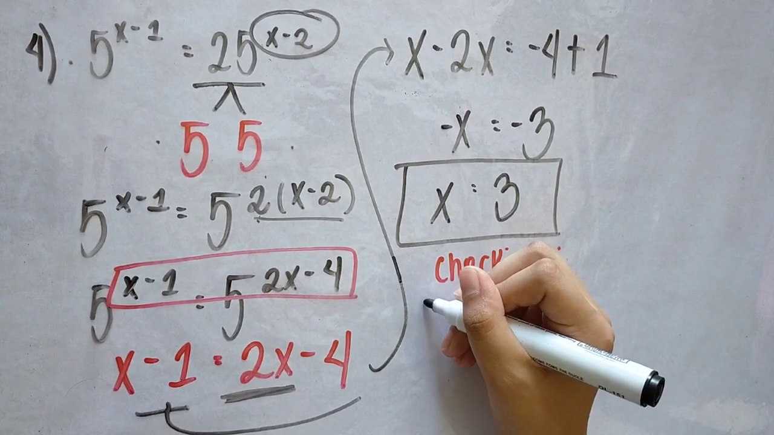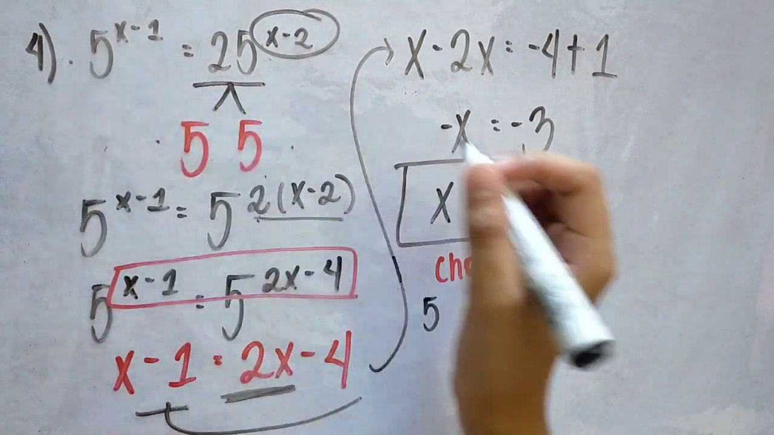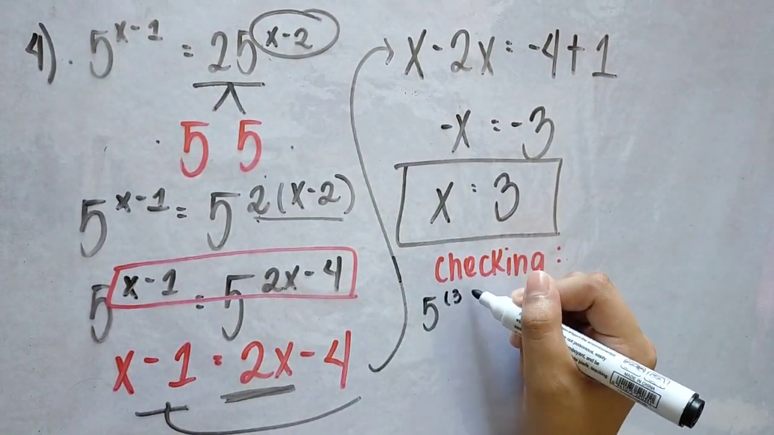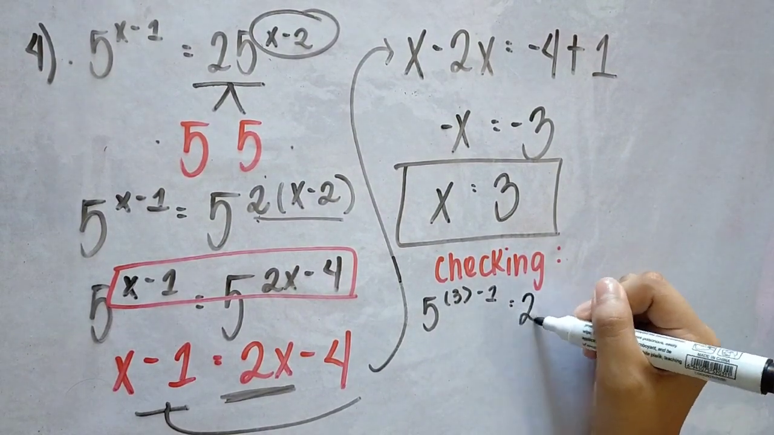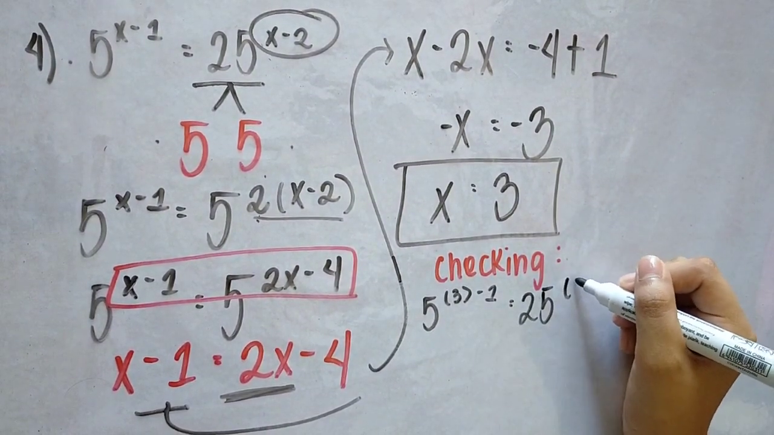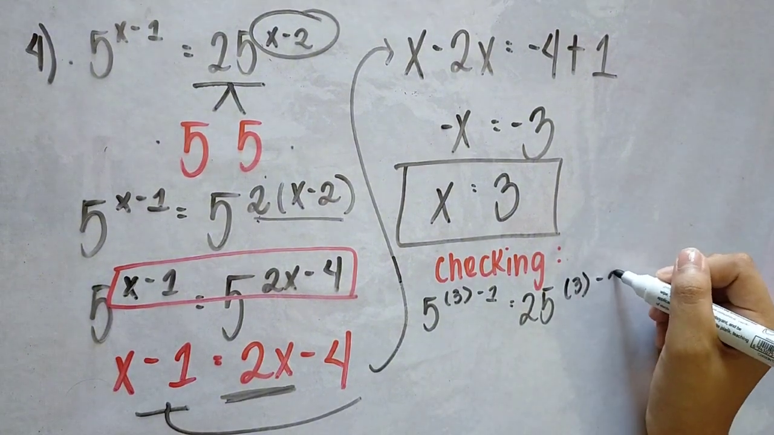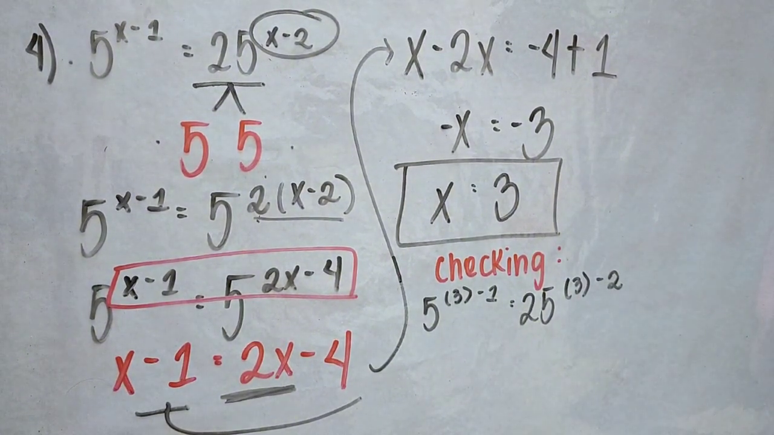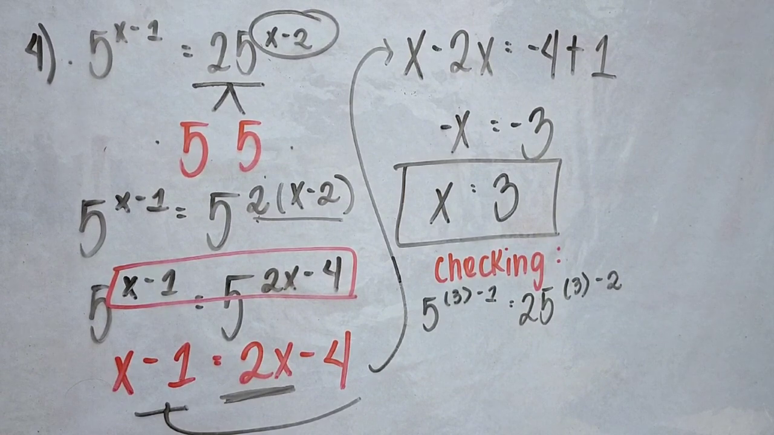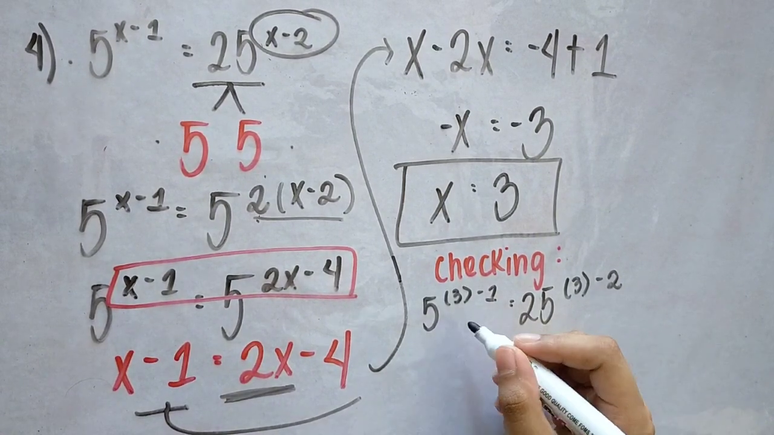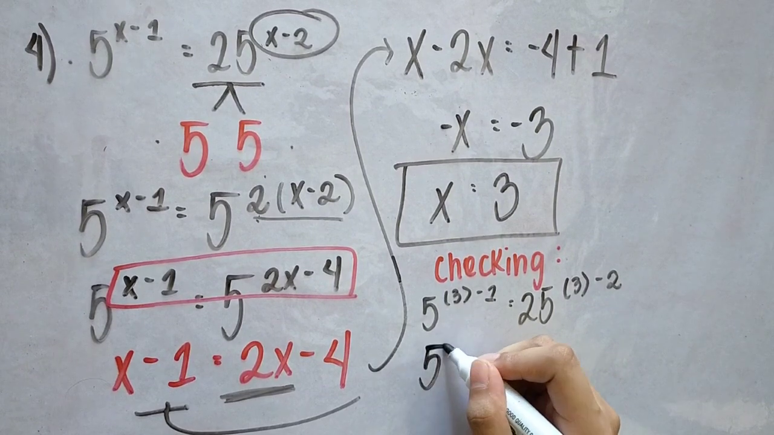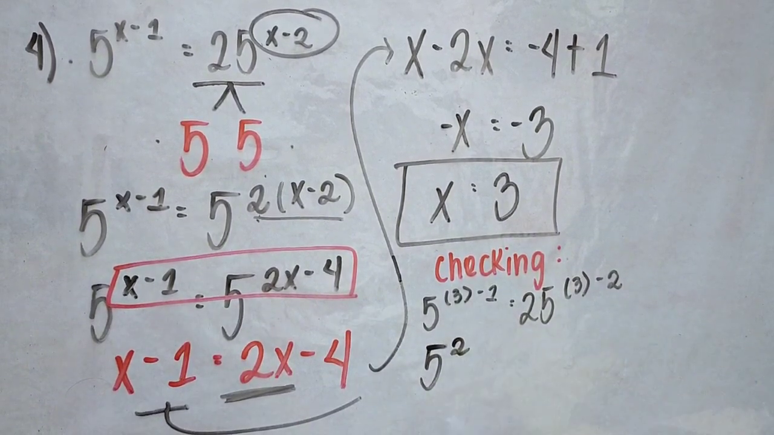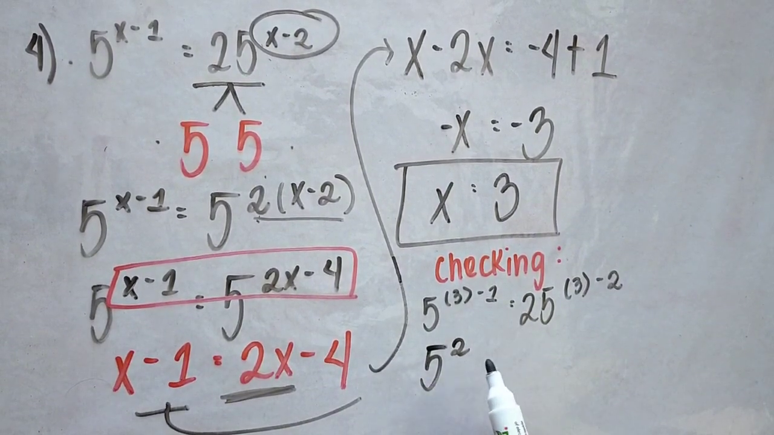Papalitan natin sila. Copy na natin to. 5 raised to 3 minus 1 is equals to 25. 3 minus 2. Yan. So, 3 minus 1, 5 is equals to 2. Kasi 3 minus 1 is equals to 2.